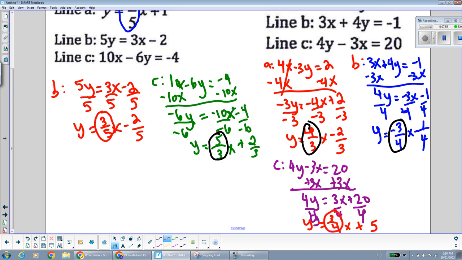That line doesn't appear to have a relationship with the others. It's not the same as -3 over 4, so it's not parallel to that. And it's not the opposite reciprocal of line A, it's just the reciprocal. The signs are the same, so it's not the opposite reciprocal.